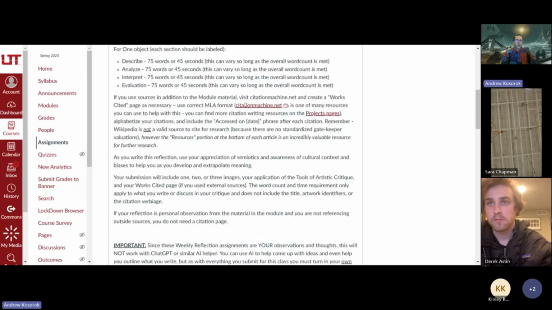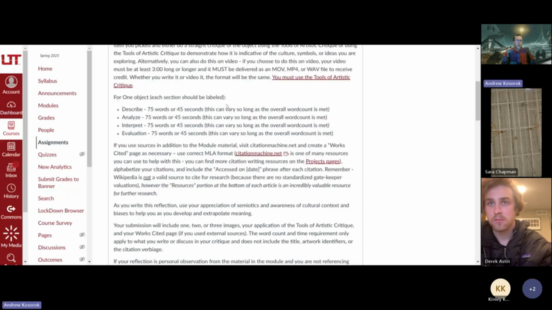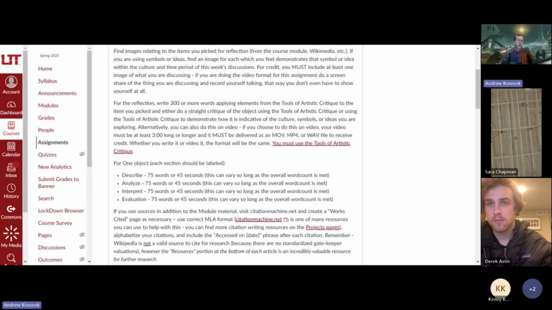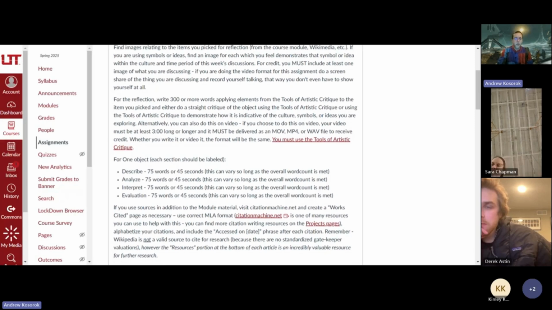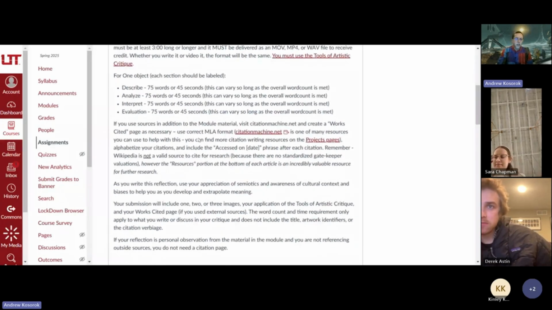I actually have a list of 10 citation websites. If you are just talking from your own perspective, you do not need to have a citation page. You're going to make this with images that come from the module. But if you do want to bring in something, or you're talking about something outside and you want to make a reference, then you need to include the correct citation style, which is MLA format. And there are several.